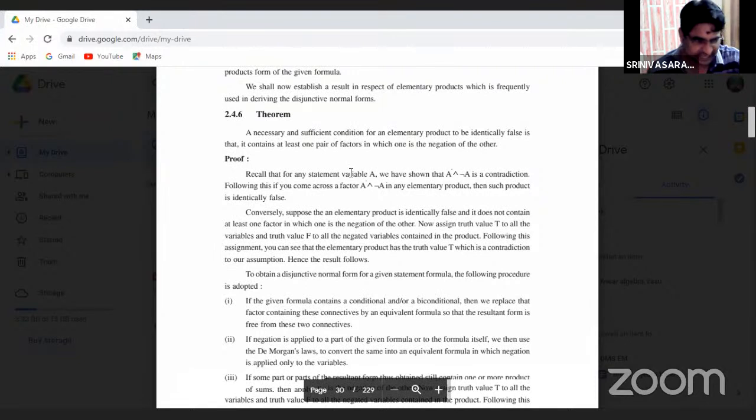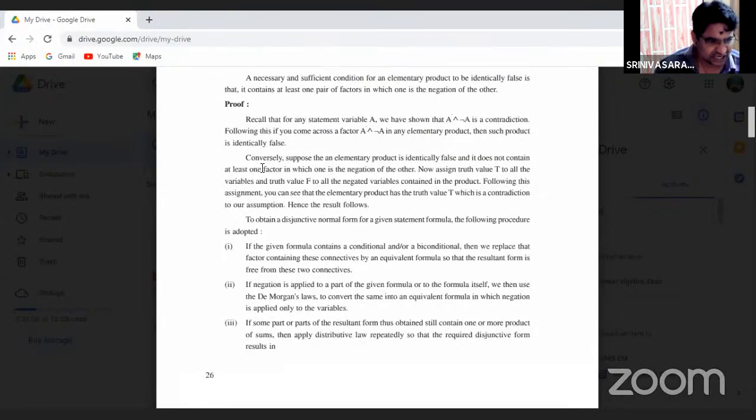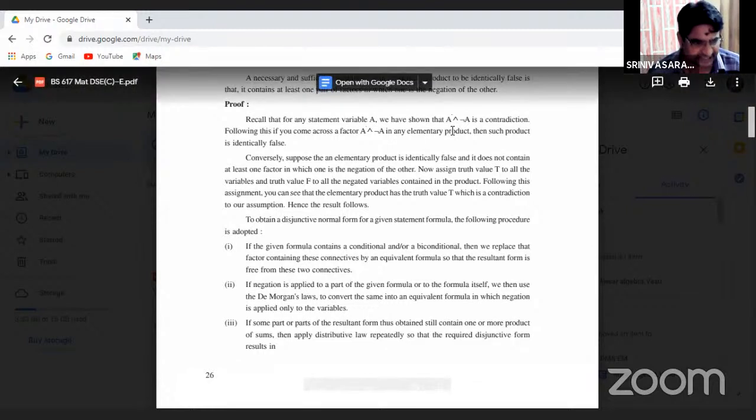Now here, proposition means a statement. Now the proof: recall, any statement variable. Suppose A is one of the propositions. So there is a statement where the variable is there. We have shown that A and negation A.